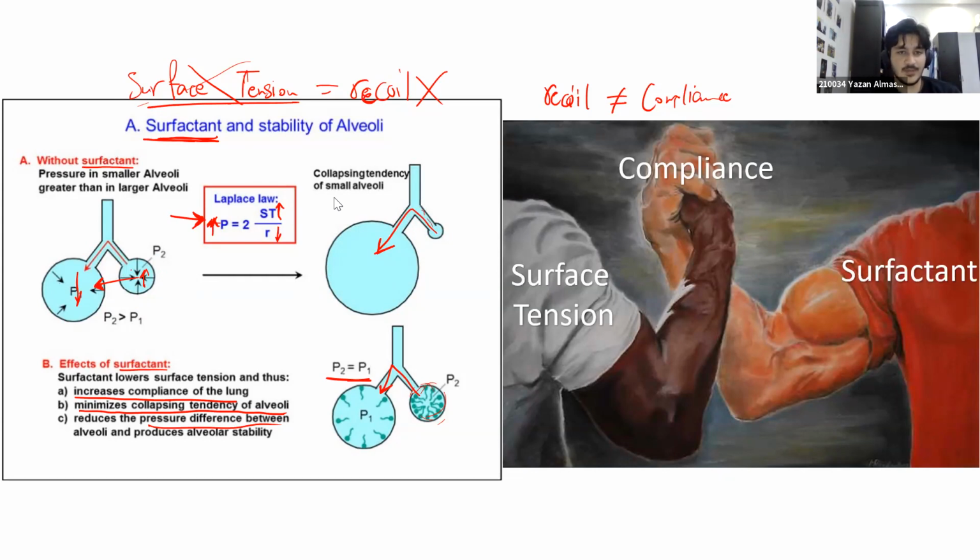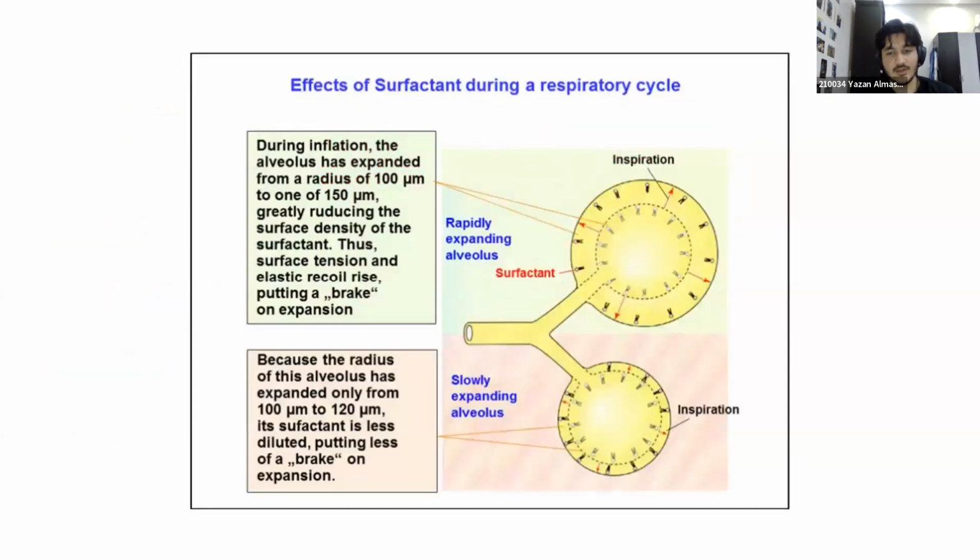Everything from here is easy. I already explained this. And here's another picture that shows two alveoli that started around the same size. Here it is. And for any reason, one of them expanded more than the other.